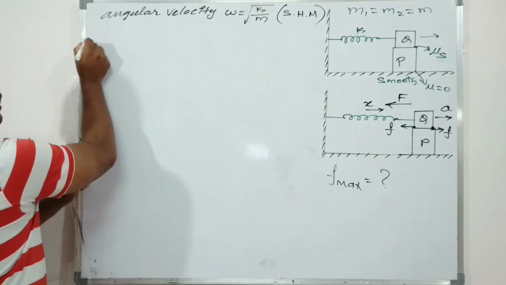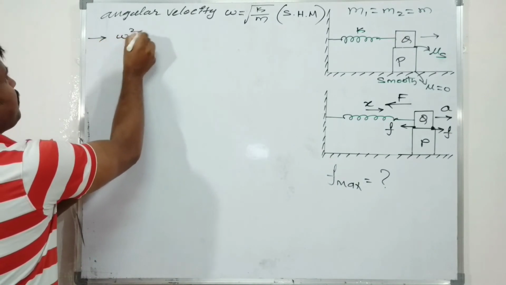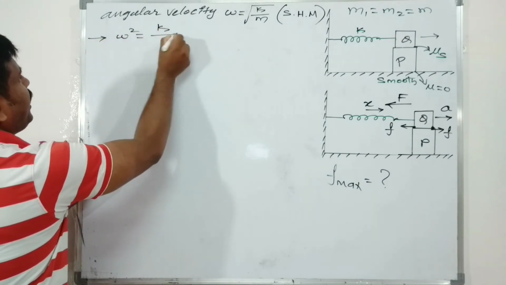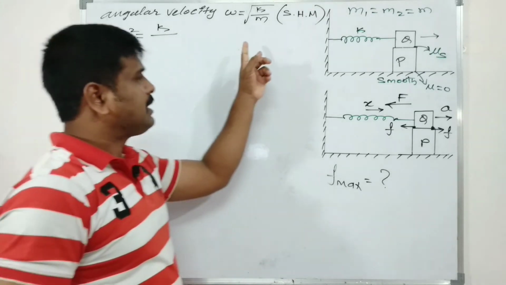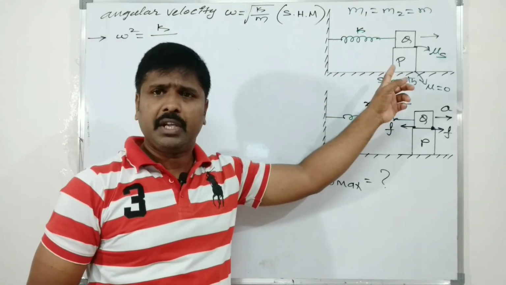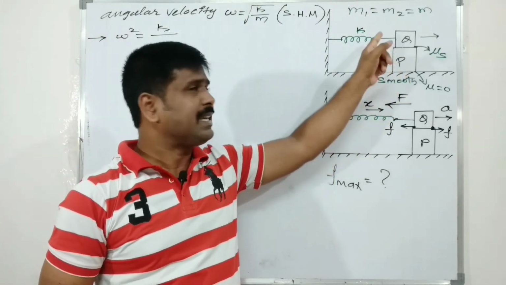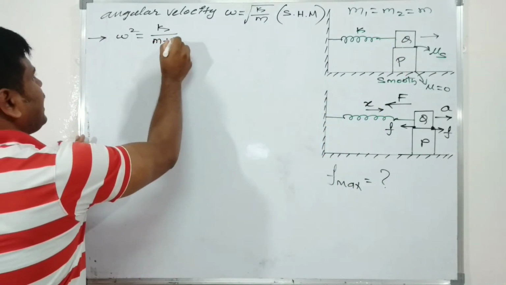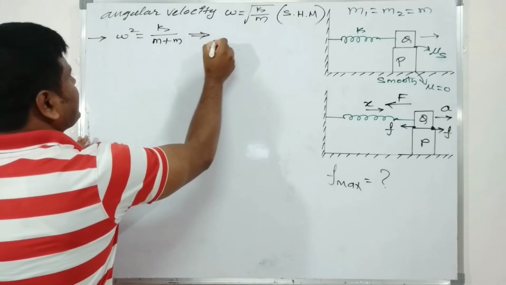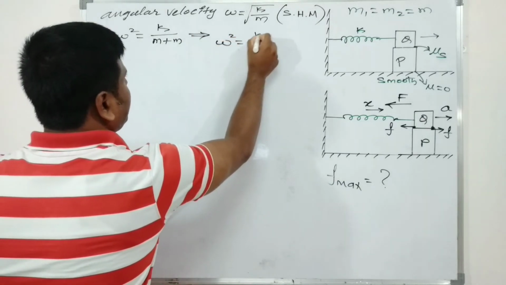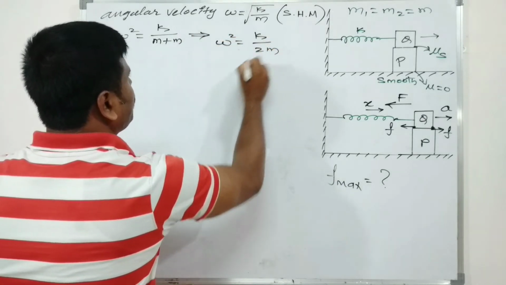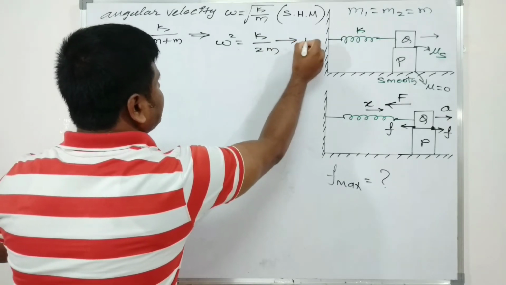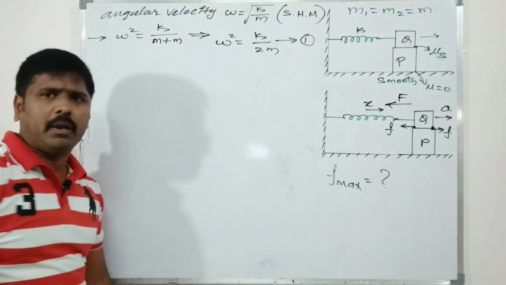Now, omega square is equal to k divided by m. Here only a single mass is there, but in the question two masses of equal mass are given, so m plus m. So omega square is equal to k divided by 2m. This is taken as equation number 1.